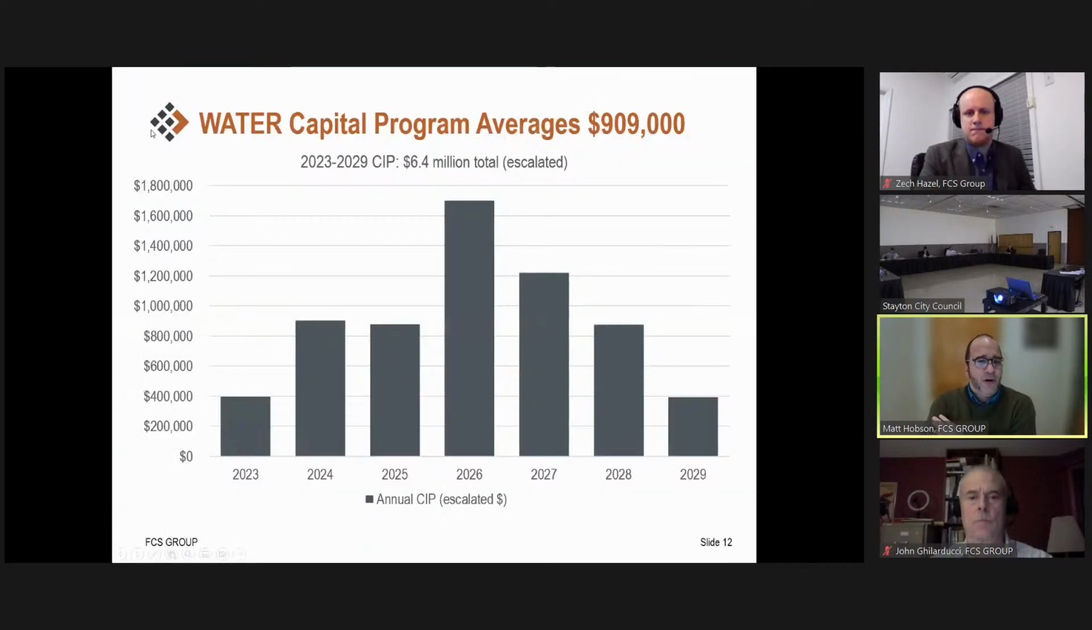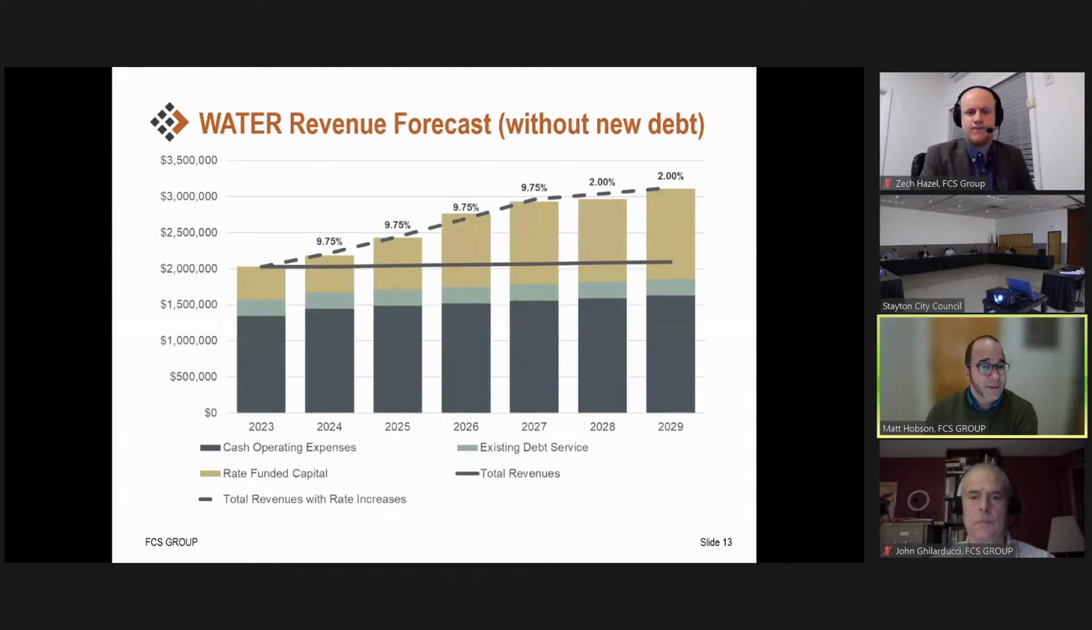So for the water capital program, we're looking at $6.4 million in capital projects over the next several years, averaging just under $1 million per year. To support that capital program and to support operating expenses, we are forecasting some revenue increases. The purpose of this chart, there's several purposes. I'm going to break this chart down, and then you'll see this same layout in future slides.